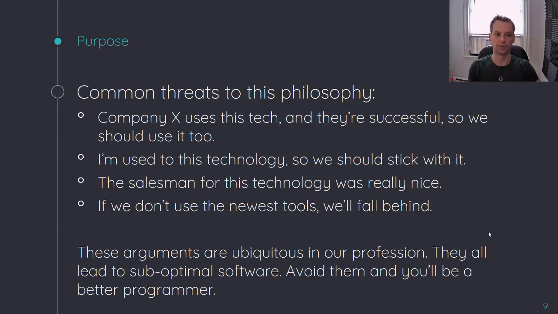So here are some common threats to this philosophy. Company X uses this tech, and they're successful, so we should use it too. I'm used to this technology, so we should stick with it. I talked to the salesman, and he thought it was really, really great. And if we don't use the newest tools, we're going to fall behind. Your sort of resume-driven development, right? These arguments are ubiquitous in our profession, and you need to avoid them. You need to be resistant toward them, because if you're not, you are going to write suboptimal software.